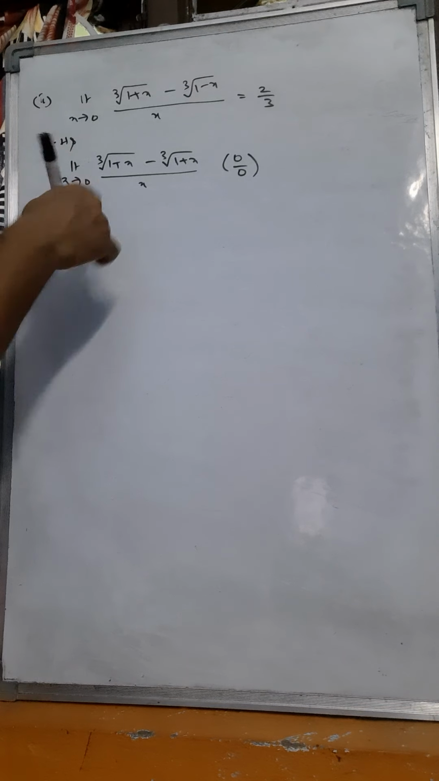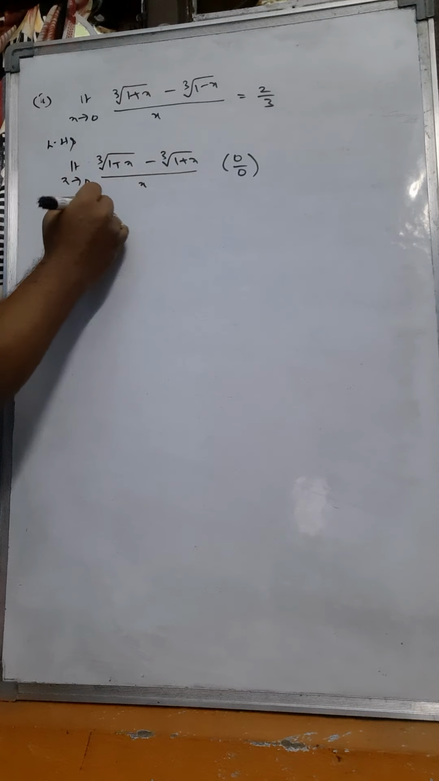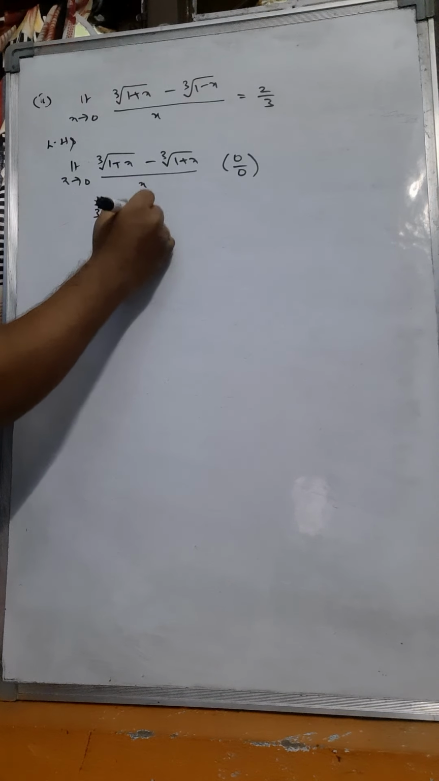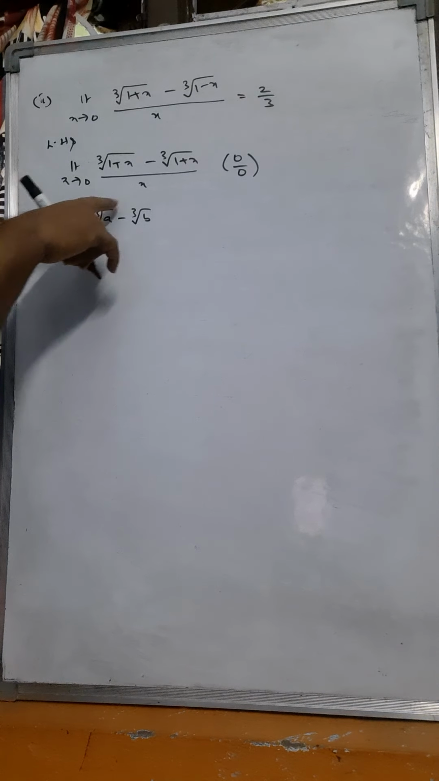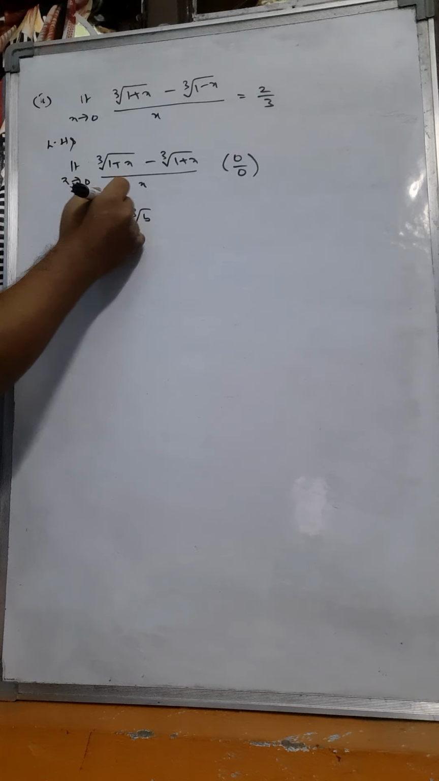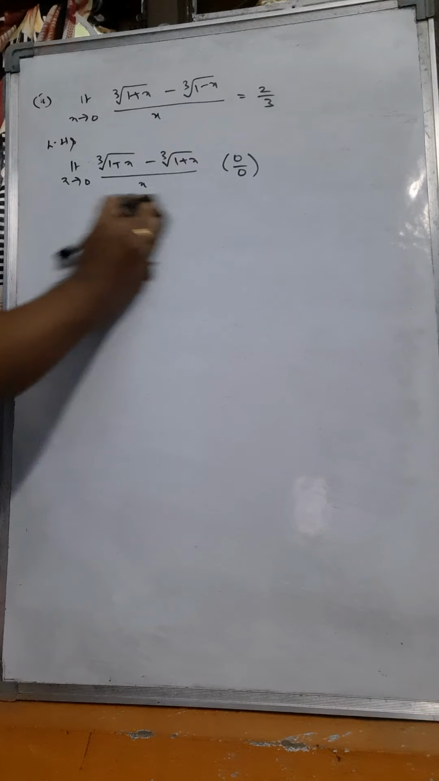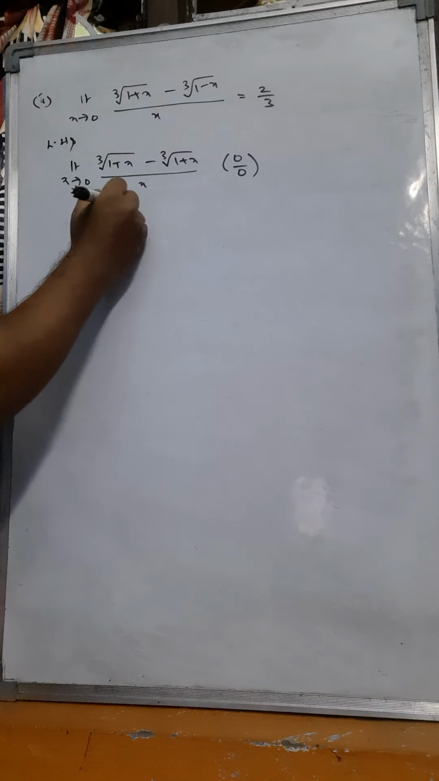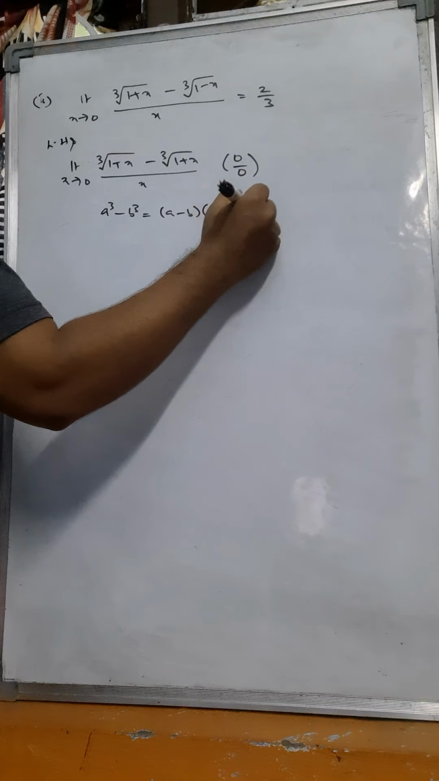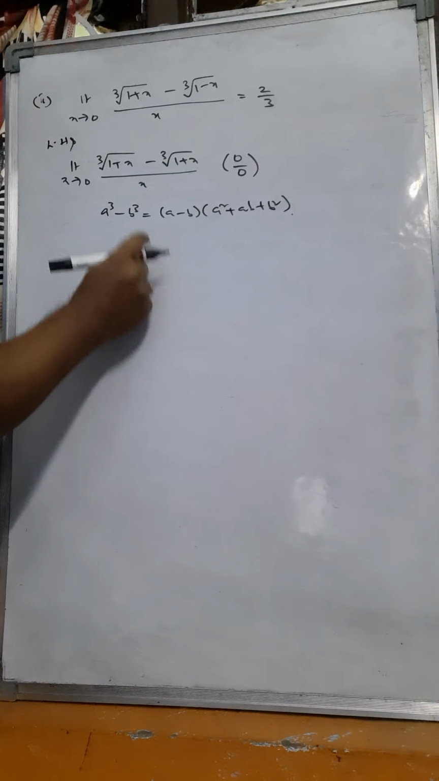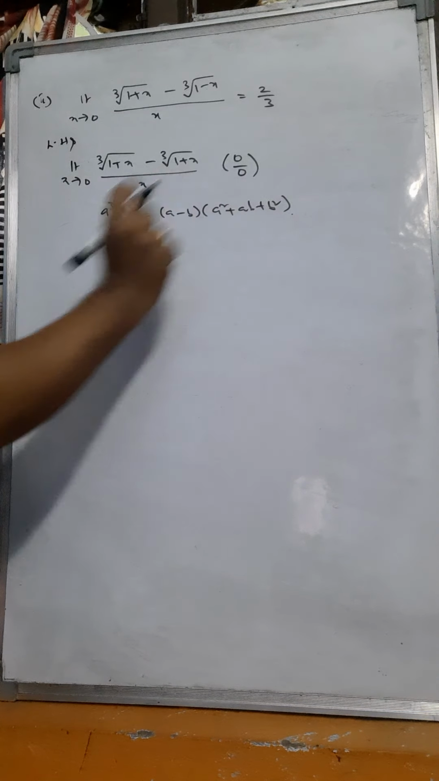So for this one, what is the rationalizing factor of cube root of a minus cube root of b? When it is a cube root, the cube and the cube root will get cancelled. a cube minus b cube. So what is the a cube minus b cube formula? a cube minus b cube is equal to a minus b into a square plus ab plus b square. So a minus b has the rationalizing factor a square plus ab plus b square.